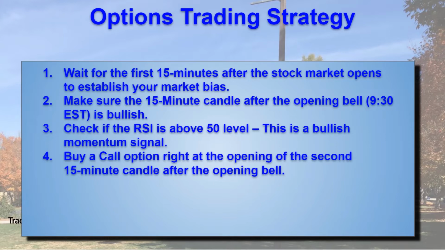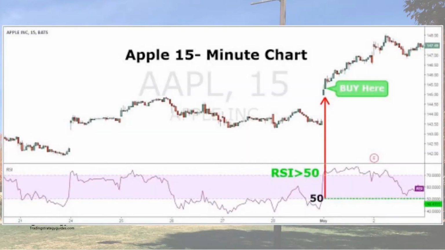Now that we have confirmation that smart money is buying, we don't want to lose any more time, and we want to buy a call option right at the opening of the next 15-minute candle after the opening bell. As easy as it sounds, this strategy only requires you to put in 15 minutes of your time each day. You'll either get a signal or not, but in order to take advantage of this trading strategy, you will need to exercise discipline and not take any trades if you don't have a signal.